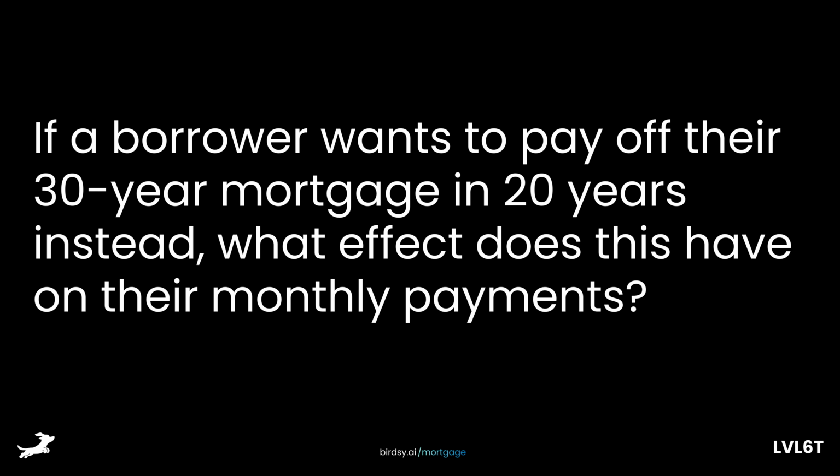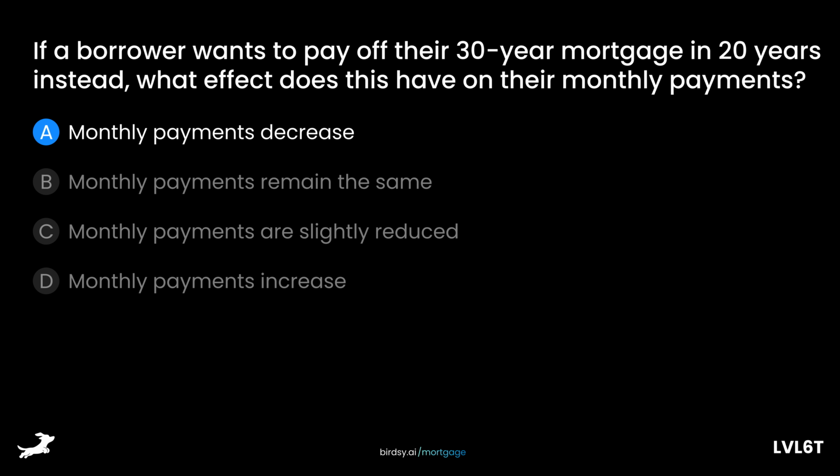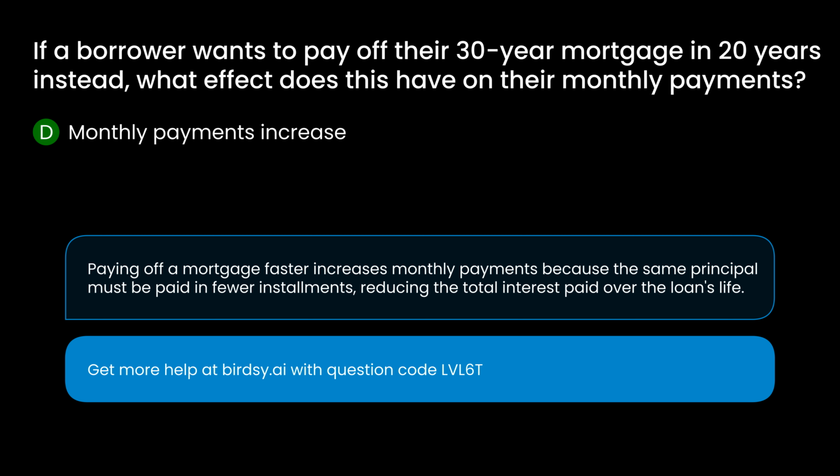If a borrower wants to pay off their 30-year mortgage in 20 years instead, what effect does this have on their monthly payments? Is it A, monthly payments decrease, B, monthly payments remain the same, C, monthly payments are slightly reduced, or D, monthly payments increase? The answer is D, monthly payments increase. Paying off a mortgage faster increases monthly payments because the same principal must be paid in fewer installments, reducing the total interest paid over the loan's life.